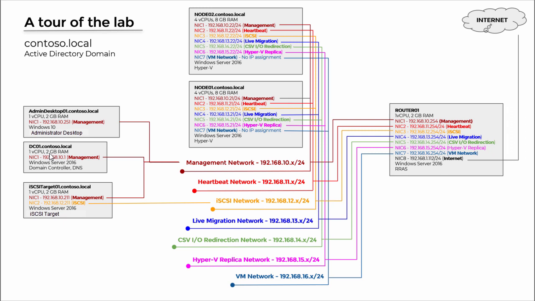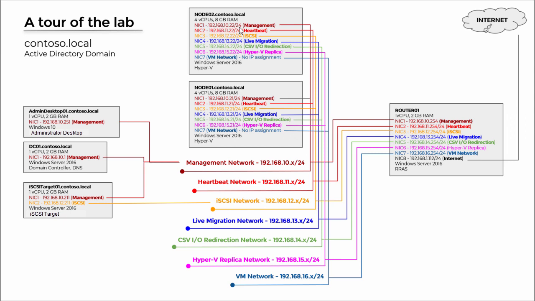I've already deployed an Active Directory domain called contoso.local, and DC01 is the single domain controller and the DNS server in this Active Directory domain contoso.local. It has a single NIC assigned with IP 192.168.10.1 connected to the management network. Node 01 and Node 02 will run as two-node Hyper-V servers. Each Hyper-V node has 7 NICs.